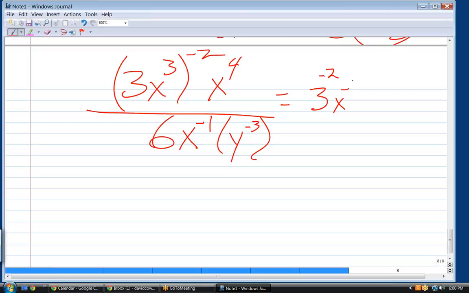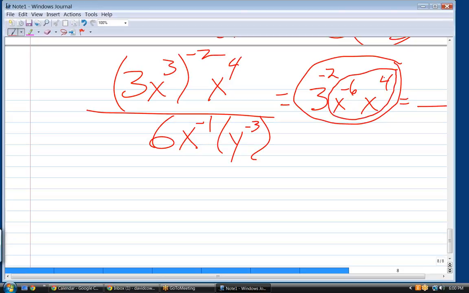Negative 6. Right? Negative 2 times 3? Yeah. Okay. And then times x to the 4th. Now simplify that. Hold on. The only parts we can combine are those parts because they're the same base. So up top, I'm going to add these exponents. I get x to the minus 2. This 3 to the minus 2 is the same as having it in the denominator to a positive 2. Okay? You with me?